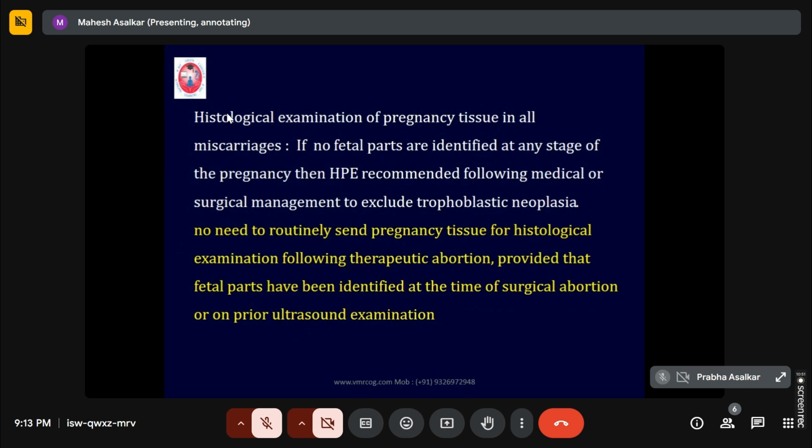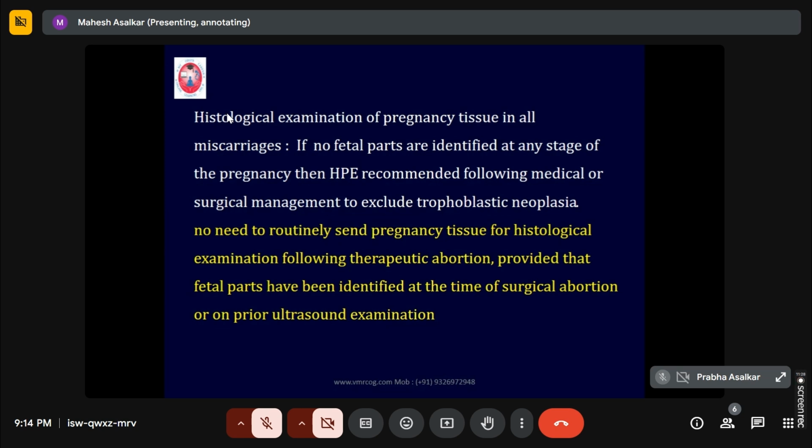Now, histological examination of the pregnancy tissue in all miscarriages. Okay. In routine, you are performing suction evacuation for miscarriage. What the guideline says: if no fetal parts are identified at any stage of pregnancy, then histopathology is recommended following medical or surgical management to exclude trophoblastic neoplasia. So when you are performing a suction evacuation for miscarriage, if you are not able to identify the pregnancy tissue, then you send it for histopathology.